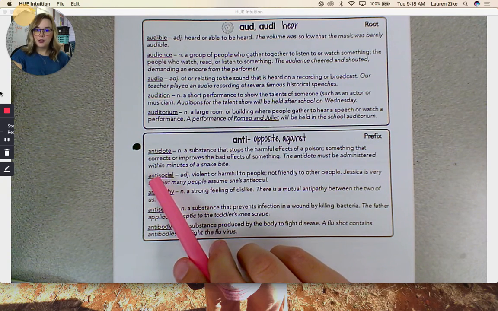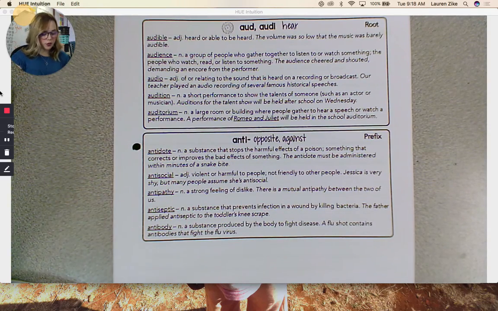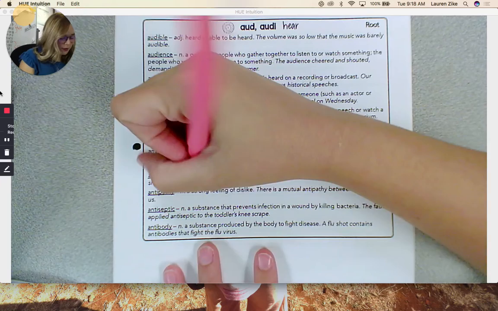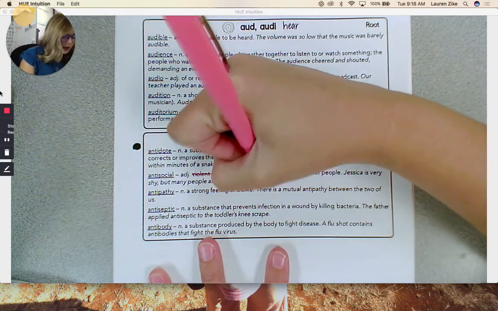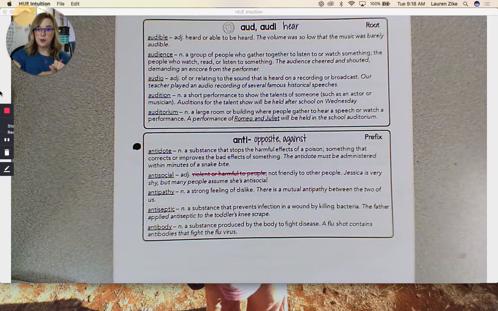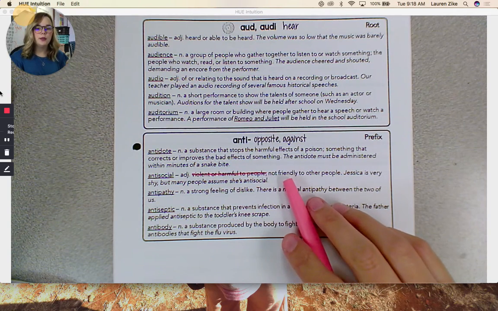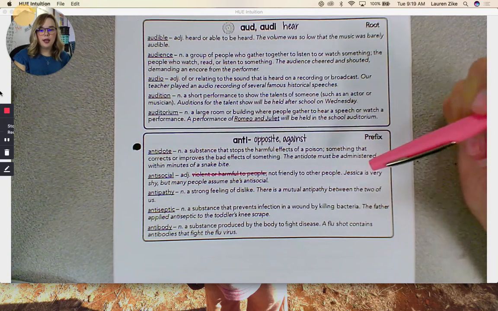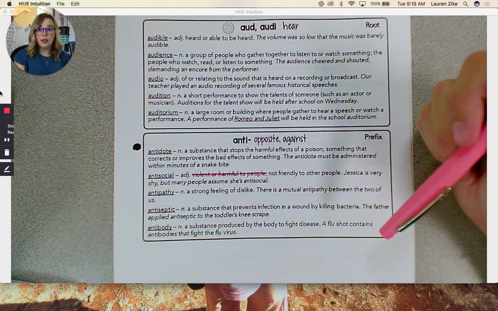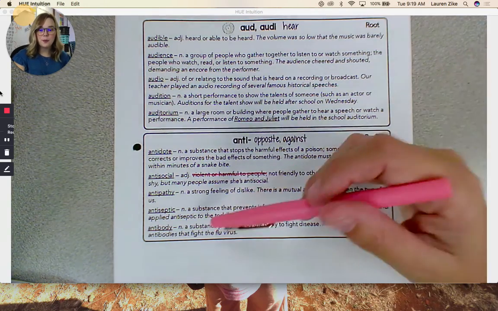We have antisocial. Antisocial is an adjective. Now, I don't like this part, that's violent or harmful to people. I don't think that that is correct. I think that some people that are antisocial maybe, but not all of them. Antisocial means like they are not friendly to people. So like Jessica is very shy, but many people assume that she's just antisocial. She doesn't like to be around other people, not very friendly to others.